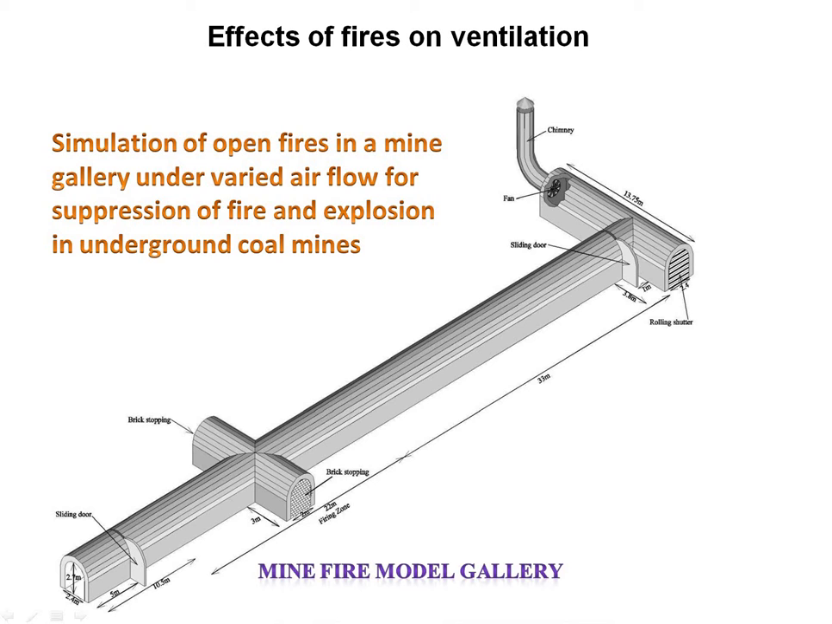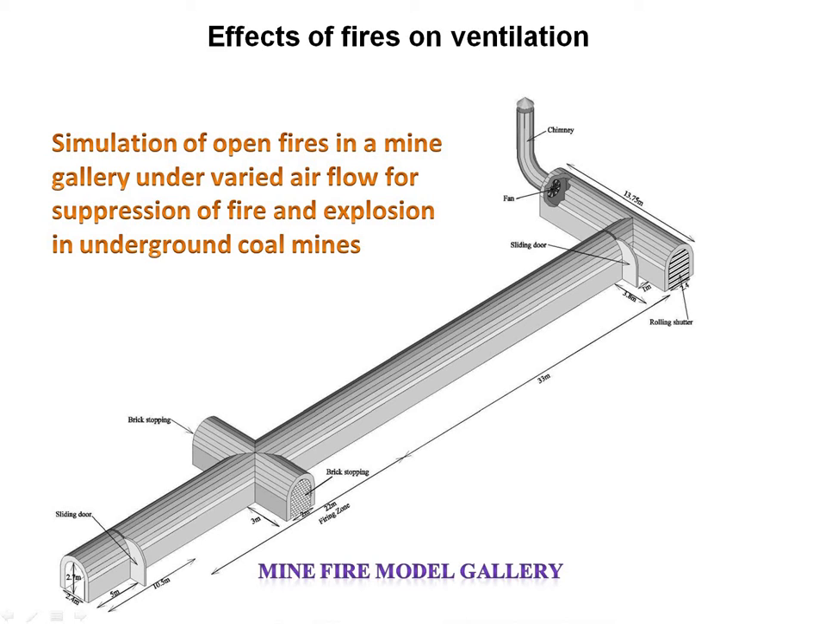This is the gallery. Here it is shown that it is 2.1 meter in height and 2.4 meter in width, and after 5 meter there is a sliding door, and it is a brick stopping. Here this is also a brick stopping of 2 meter range. Here also 3 meter is given, and the sliding door is also here. And the rolling shutter is also here, and that is the fan drift for the chimney here, and the return airways go through that air.